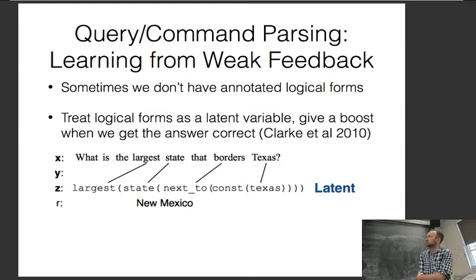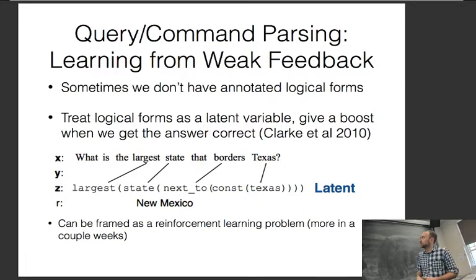So an example is, what is the largest state that borders Texas? And then this Z here would be our latent logical form. And this can be framed as a reinforcement learning problem. So I'm going to be talking about reinforcement learning next time. No, maybe the time after next. So I won't talk about it in detail here.